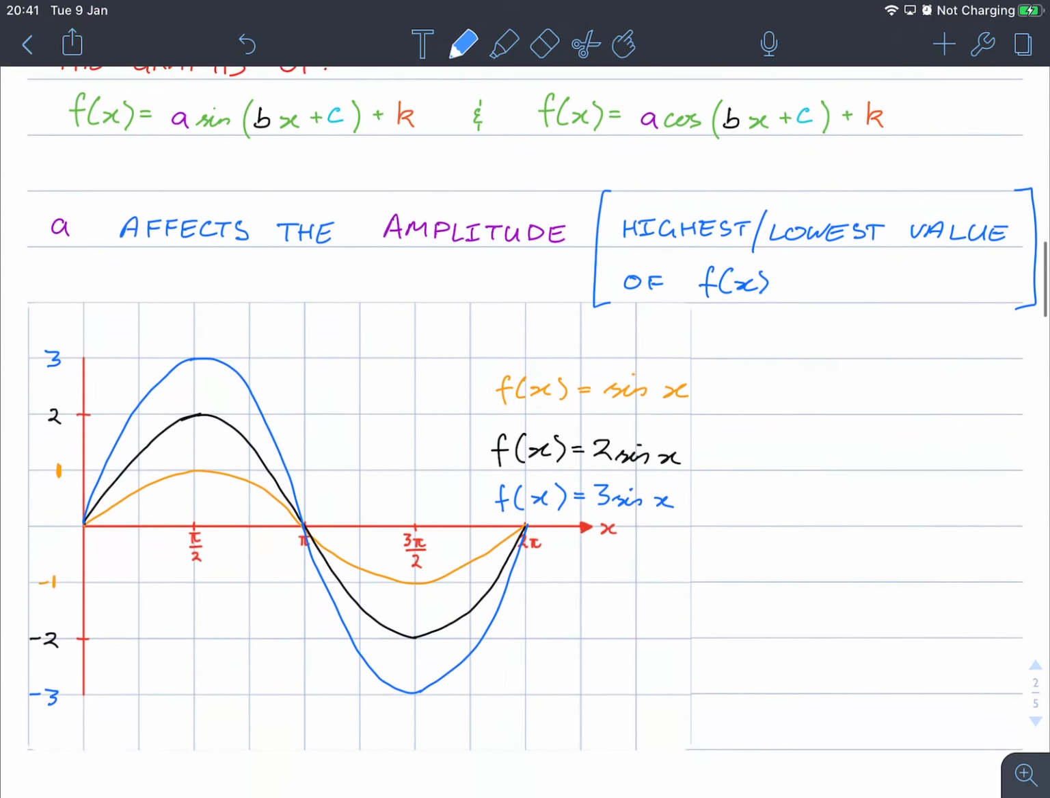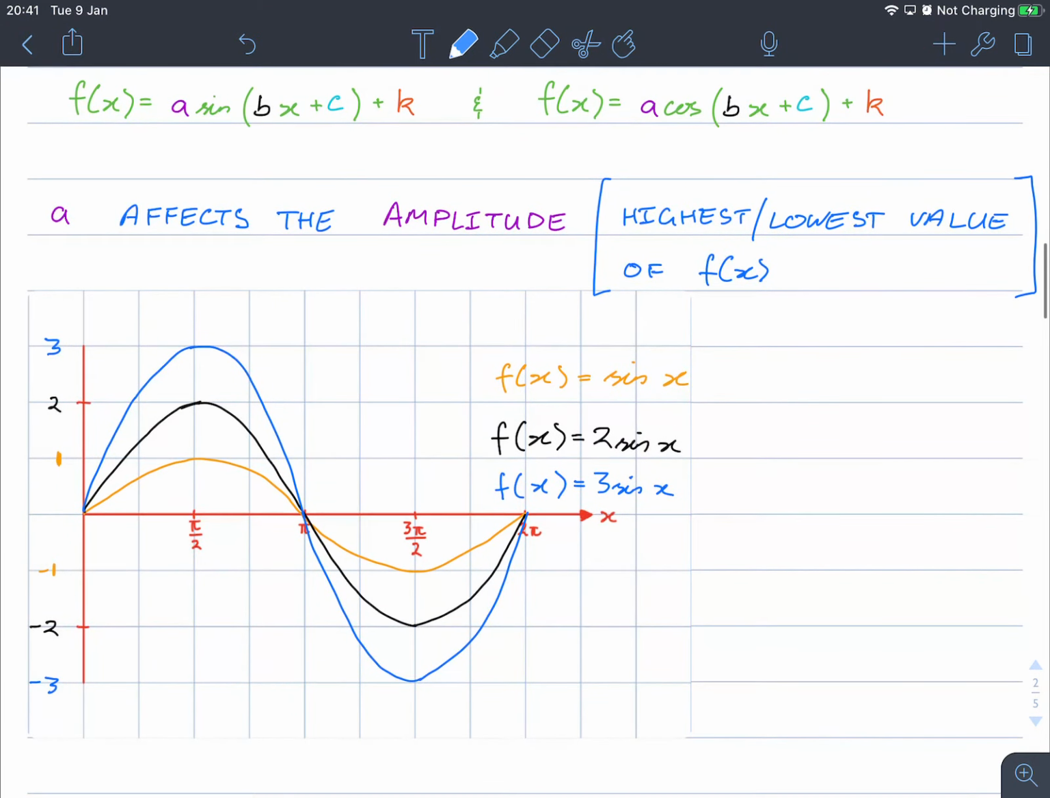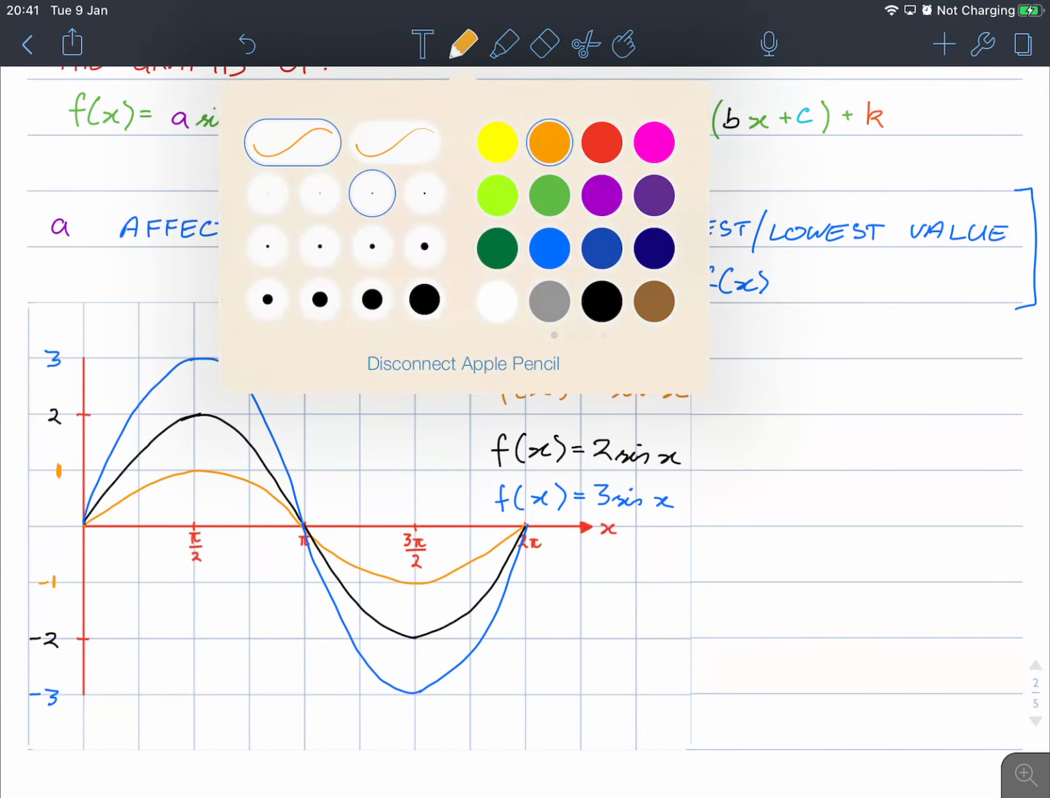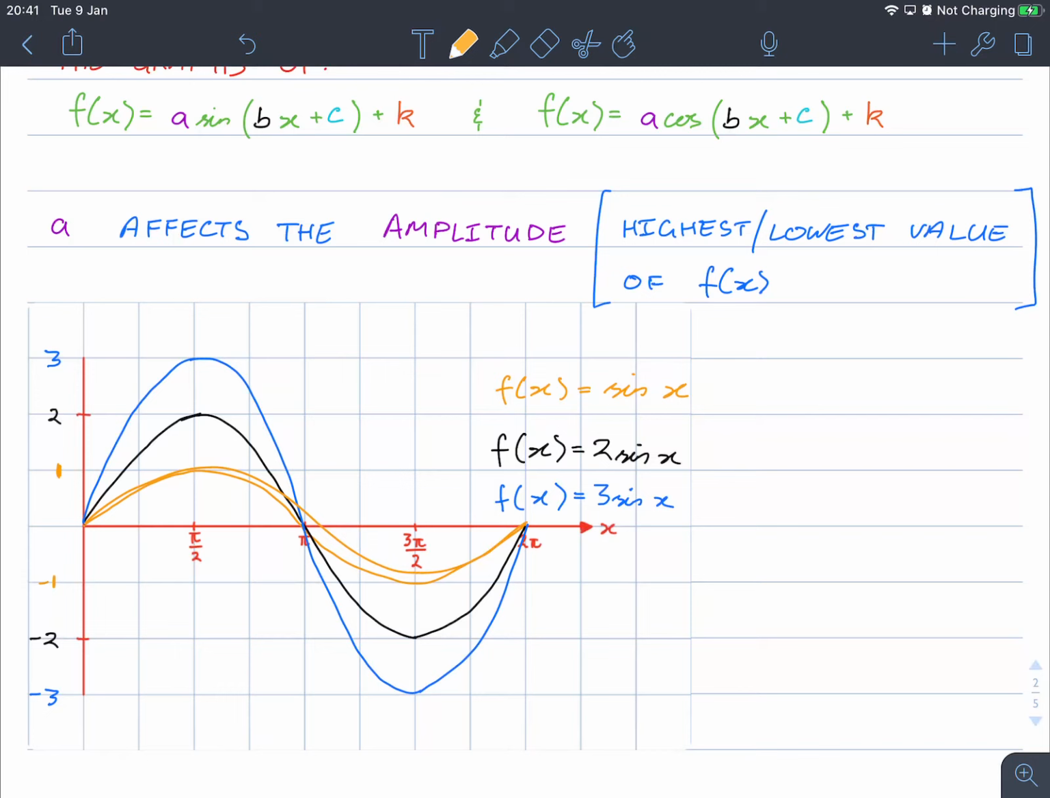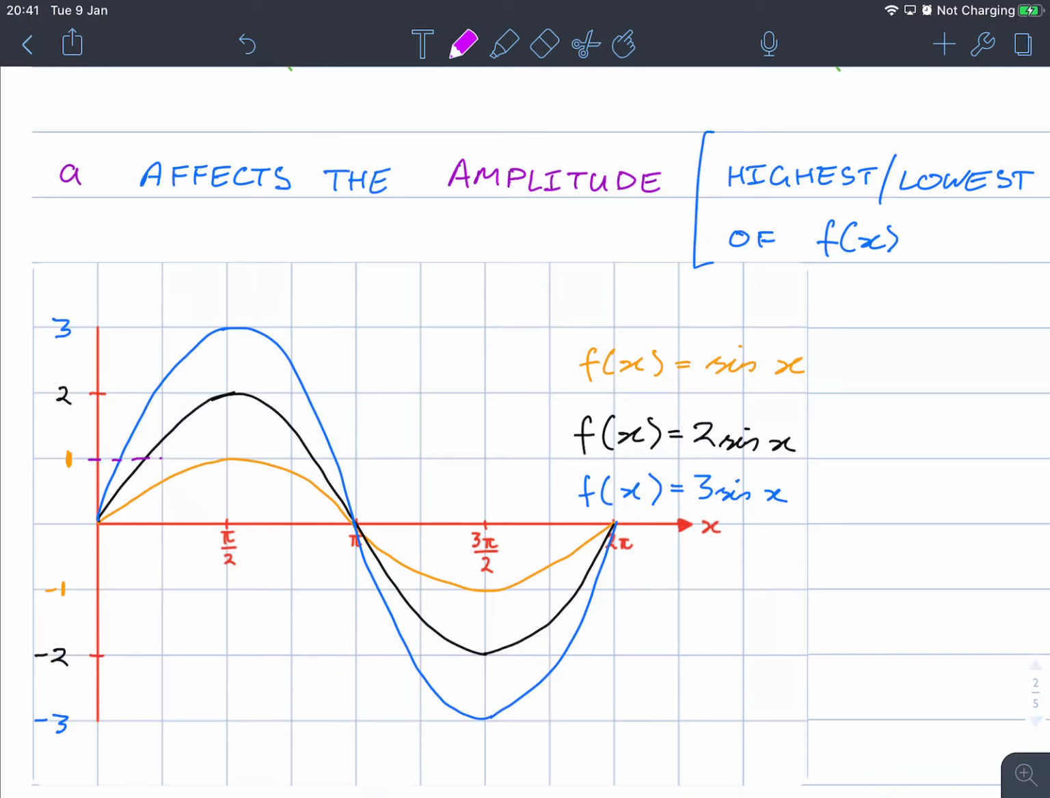So the first thing we need to learn is that the value of a affects what's known as the amplitude of the graph. The amplitude mainly states the highest and lowest values of f of x. So the orange graph here is the original sine x. Hope you can see it there. And notice that the highest and lowest values of those are 1 and -1. You can think of that as being the reason it's f of x equals 1 sine x.